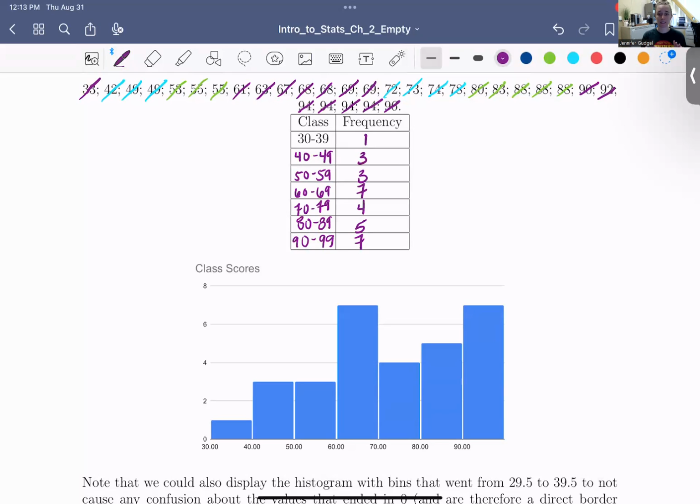If I look here, I see, hey, a lot of students were in the 60s. A lot of students were in the 90s. We see that display right there between those two bars being higher in frequency than the other bars.